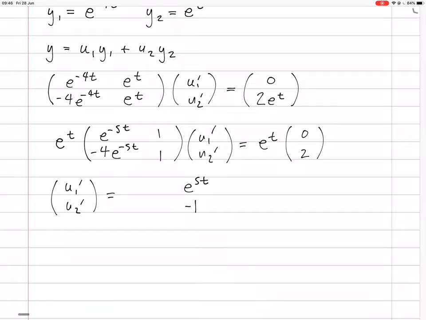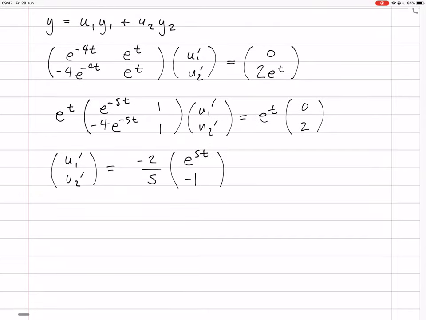In the second row, you get minus 4, and then the e^(5t) cancels with e^(-5t), and then you get minus 1. Okay, so that's minus 5. That's not right. We want 2, so we're just going to put minus 2 over 5 in front of the whole thing. This should work. So to check it again, the top row, you get 1 minus 1, 0. And the second row, you get minus 4 minus 1, which is minus 5. You multiply by minus 2 over 5, you get 2. Yes, okay. So this is u1', u2'.